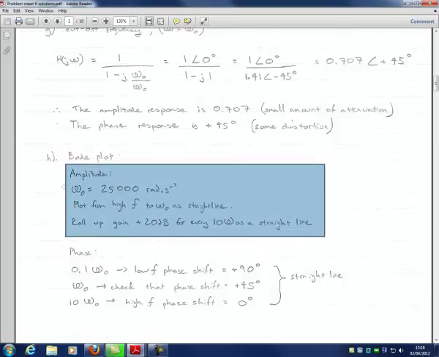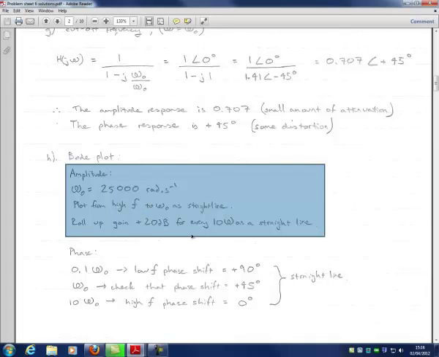We need to know what omega naught is, so we pulled that back from part B of the question. So it's 25,000 radians per second. What you do when you're drawing your straight line Bode plot is you want to plot from high frequency to omega naught as a straight line at 0 dB. Normally, because that's the high frequency gain, because it's a high pass filter, so there's no attenuation.